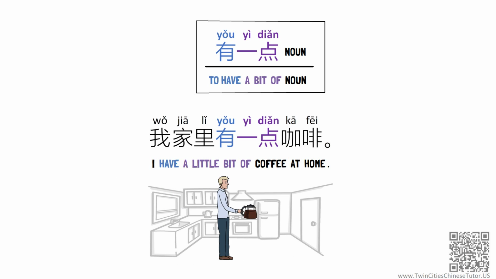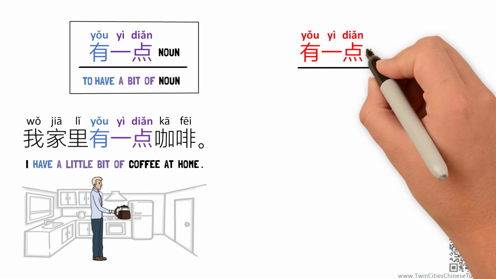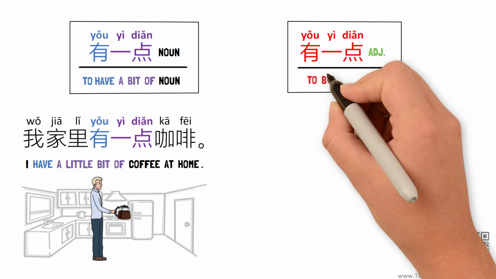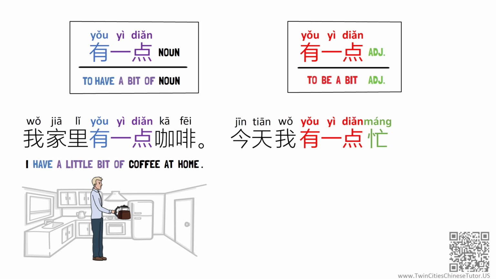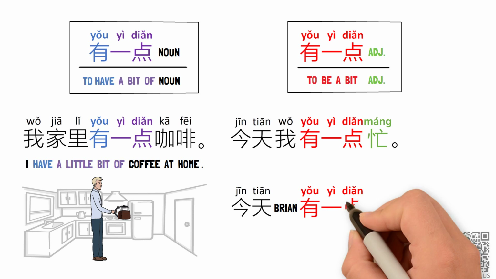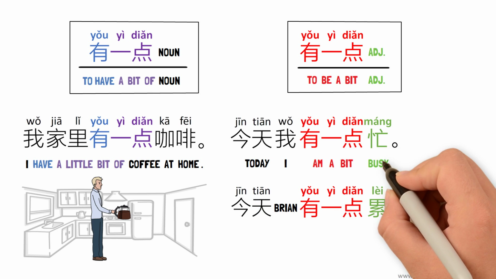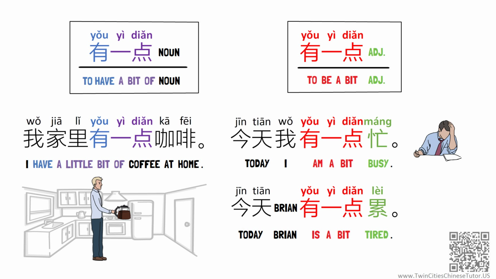However, more often than not, you'll see 有一点 used in Chinese right before an adjective. When that happens, what it means is to be a bit. For example, if I say, 今天我有一点忙, 今天 Brian 有一点累. I am saying, today I'm a bit busy. Today, Brian is a bit tired.